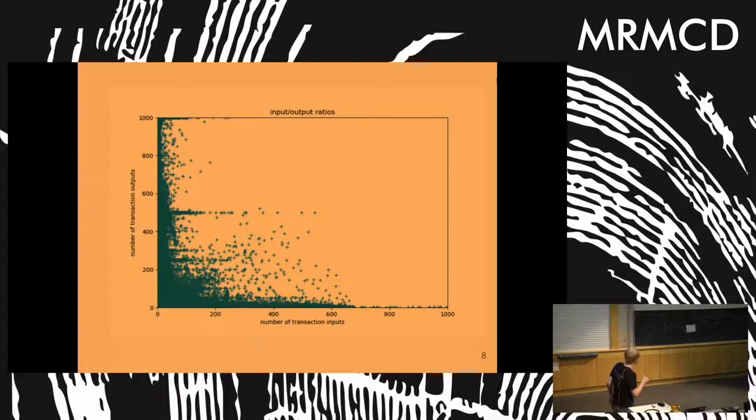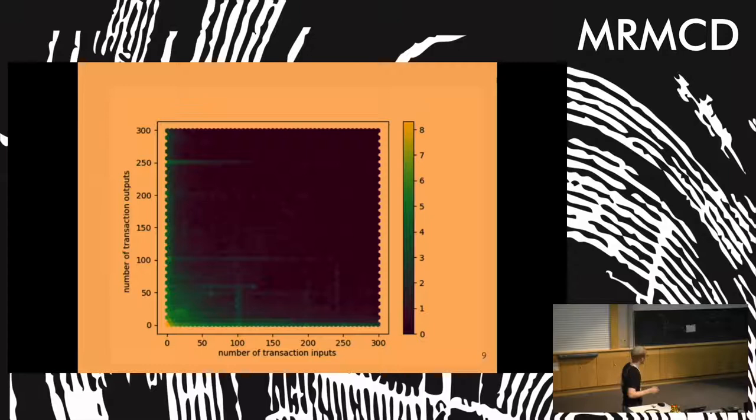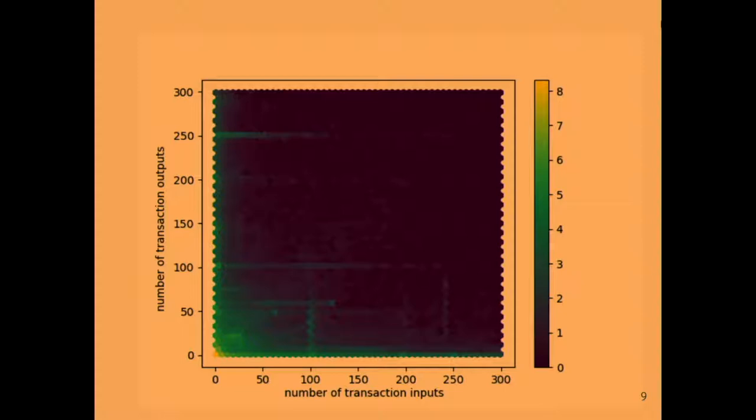So we see here it is very dense, so we don't see anything. Let's just cut out the 300 by 300 square here and create a histogram. This is a logarithmic histogram, so this here is in fact 10 to the 0, 10 to the 1, 10 to the 2, and here we are at 10 to the power of 8. We see that the transactions are heavily clustering at a very small number of inputs and a very small number of outputs, which is reasonable, and which I would suspect is the usual payment behavior of someone, just I want to pay someone out there.